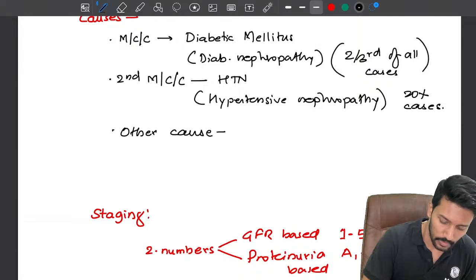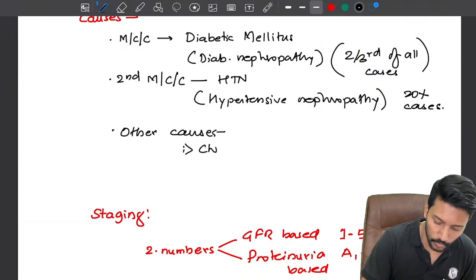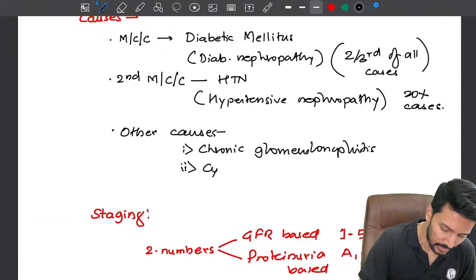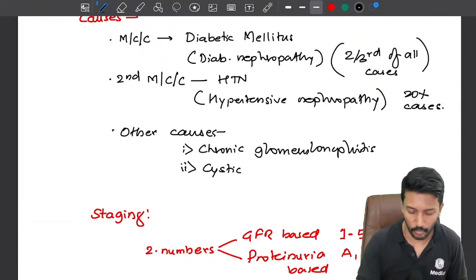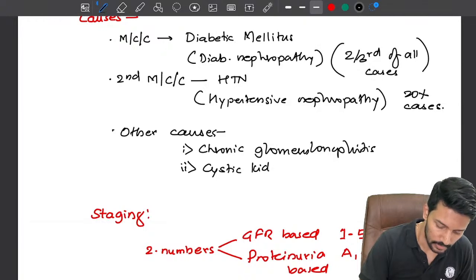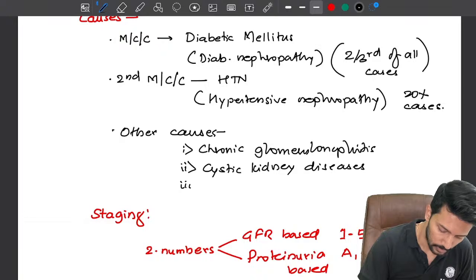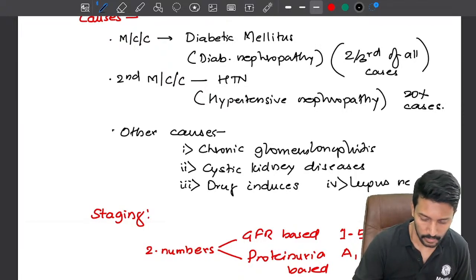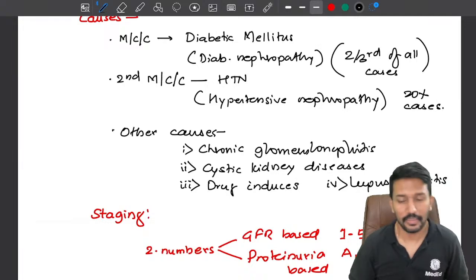What are the other causes? Number one, chronic glomerulonephritic conditions, chronic glomerulonephritis. Then number two, cystic kidney diseases like autosomal dominant polycystic kidney disease. Number three, drug induced. These are all relatively rare causes. Number four, lupus nephritis. So most cases are because of diabetes and hypertension.